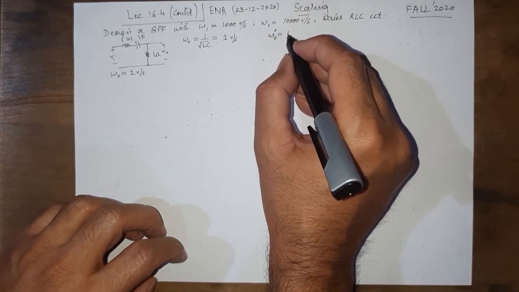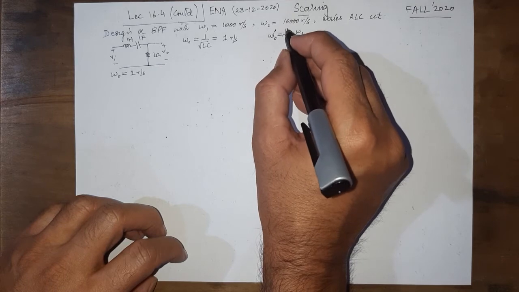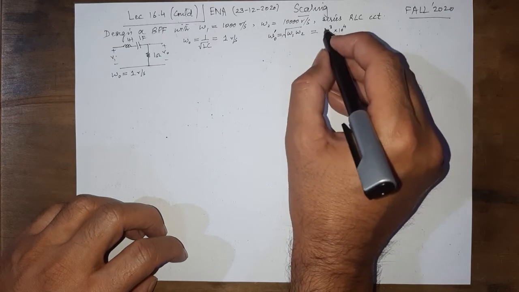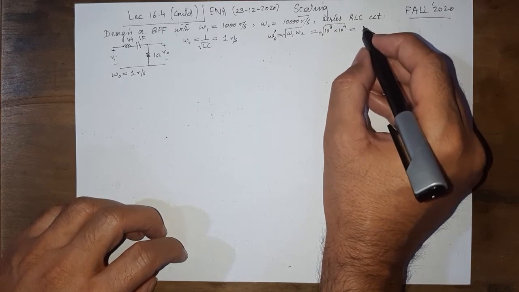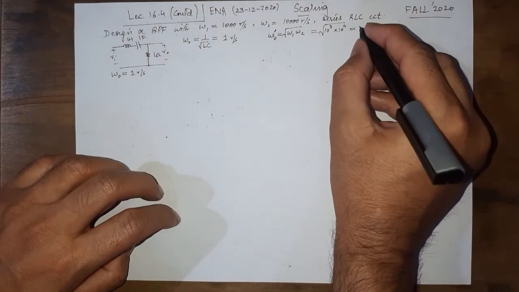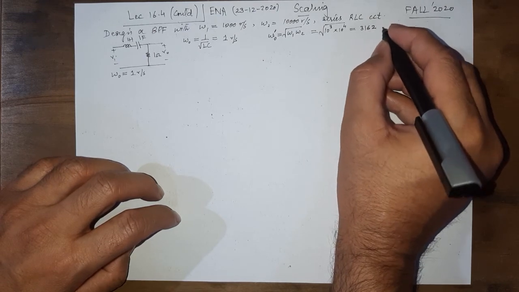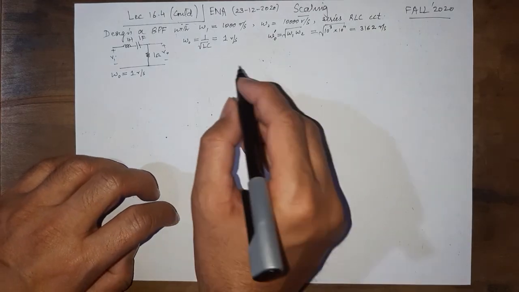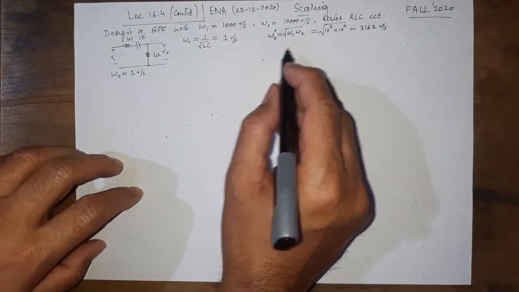That would be equal to omega 1 into omega 2, the geometric mean of these, which will be 10 to the power 3 into 10 to the power 4. And if I remember from the previous example, we had similar values. The value was 3162 radian per second. There it was in hertz. We have this in radian per second because the omegas are given.